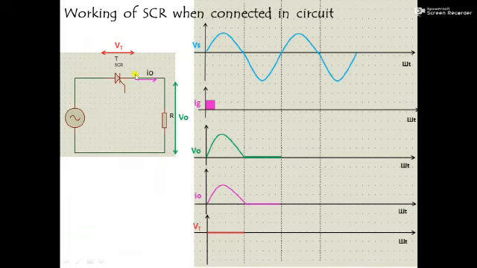And the thyristor, because it is off, is providing an open circuit here. So the supply voltage will appear across the open-circuited terminals of the SCR, and whatever is the voltage applied here will come across the thyristor. So your negative half cycle appears across the thyristor, which is shown here in the red waveform. So this is what happens during negative half cycle.